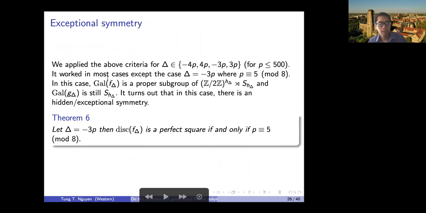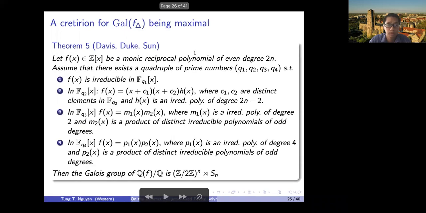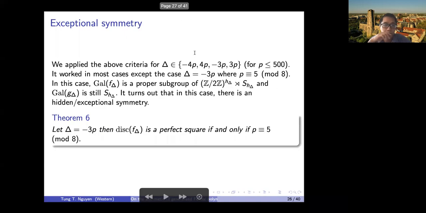Now, we tried to apply the same criteria for p where delta has a few prime factors, and it worked for p less than 500 in most cases, except in the case where delta is -3p. In this case, we were unable to find the first prime where f is reducible. So for small p, we used Magma. What happened is that the Galois group is not the whole semi-direct product, but in fact a proper subgroup. And we worked really hard to explain the phenomenon.